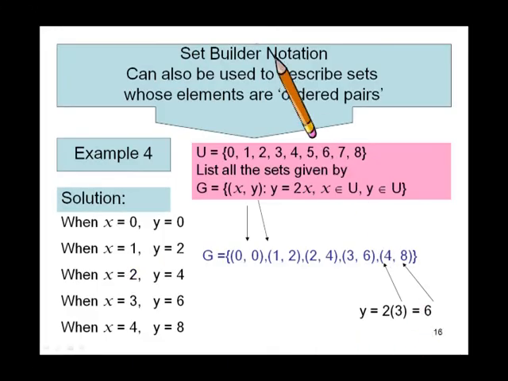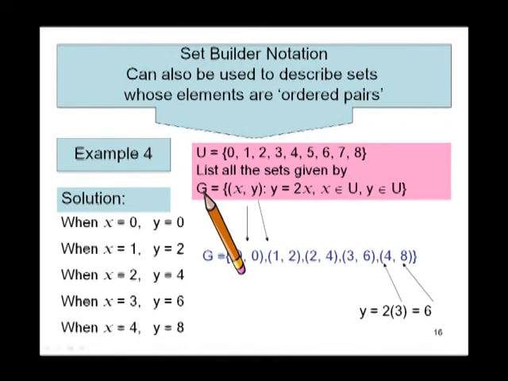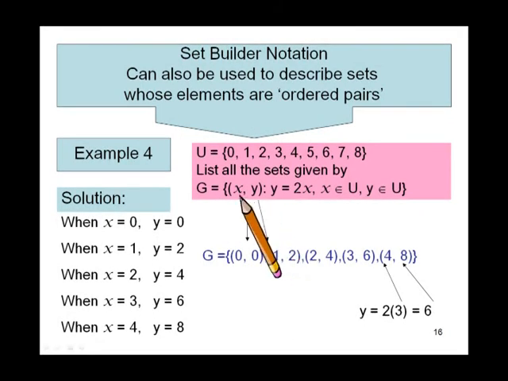Set builder notation can also be used to describe sets whose elements are ordered pairs. Example 4. Universal set U is equal to 0, 1, 2, 3, 4, 5, 6, 7, 8. List all the subsets given by G equals. Solution. When x is equal to 0, y equals 0.